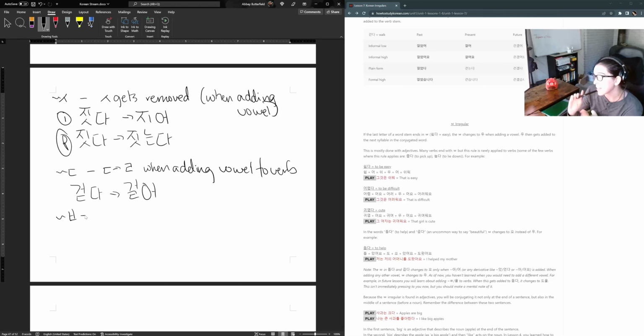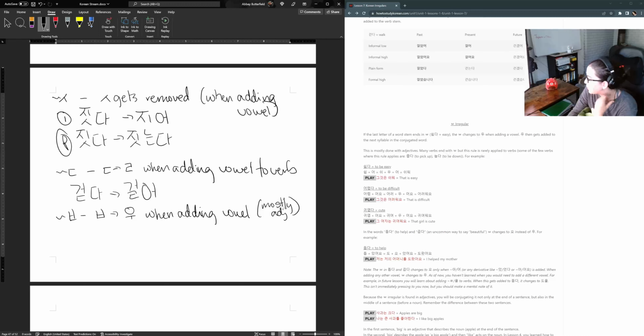The B irregular. The last letter of a word stem ends in B. 쉽다. The B changes to an 우 when adding a vowel. Makes no sense. So apparently this one picks and chooses which verbs it wants to use. It's mostly done with adjectives. 우 changes to 워 when adding a vowel. Mostly adjectives. All right.